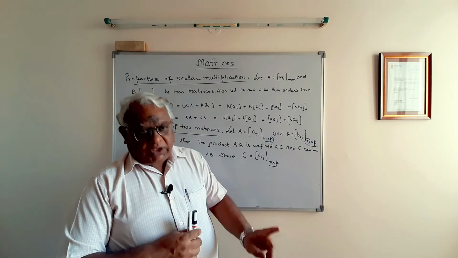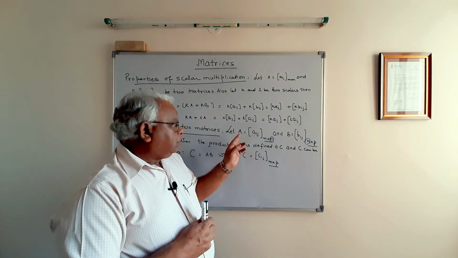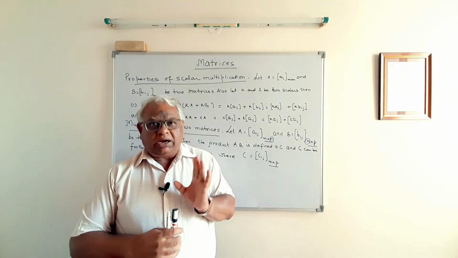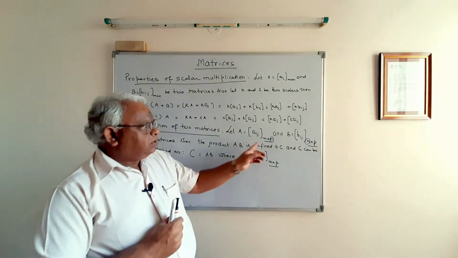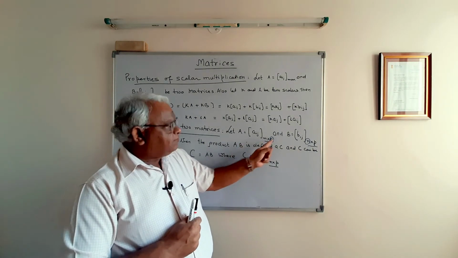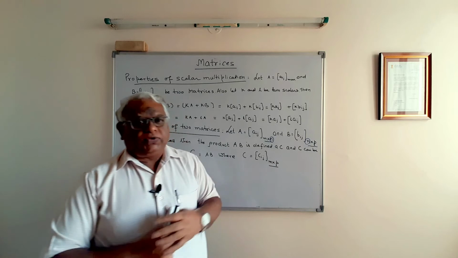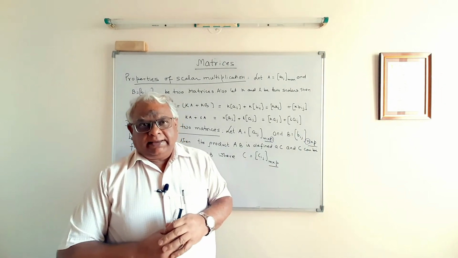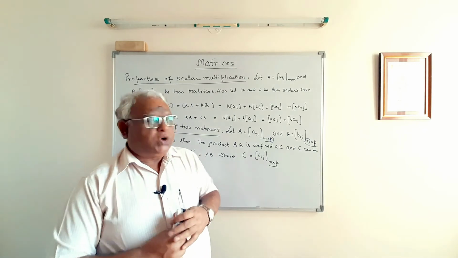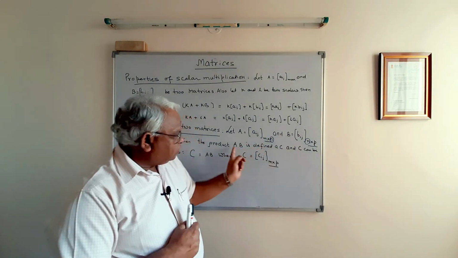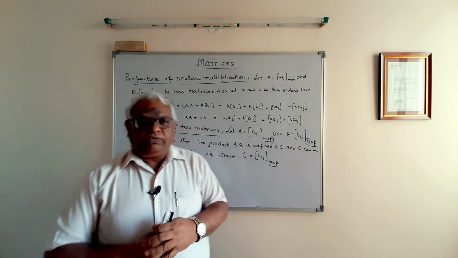Or we can say that if we are talking about the product of two matrices, then the number of columns of the first matrix must be equal to the number of rows in the second matrix. Then the question arises, what is the order of C, which is the product of AB?